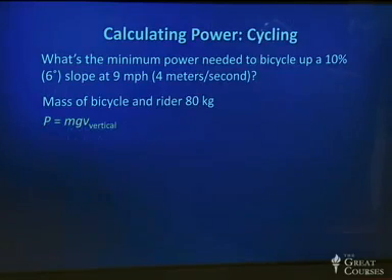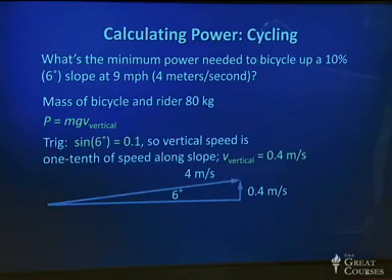Okay, let's continue the calculation. There we are. We now know what the power is. It's mg times the vertical speed with which this bicycle is moving up the slope. Let's do a little trigonometry. Comes in handy occasionally. That's a 6-degree slope. The sine of 6 degrees happens to be about 1/10. I can show you why later when we talk about radians and trigonometry, but for now it's about 1/10.